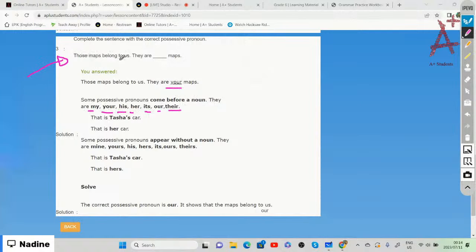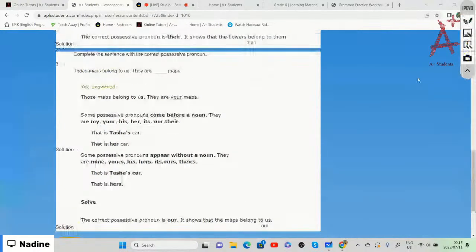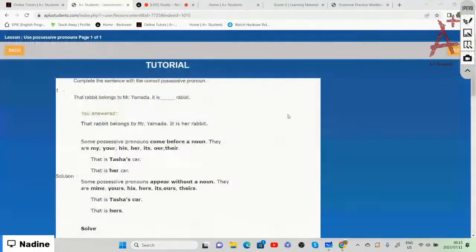If something belongs to us, is it yours? Which means that if you, for example, take ownership of something, so those maps belong to us, then we can say they are ours. Anything that belongs to us is ours. And that shows possessiveness.